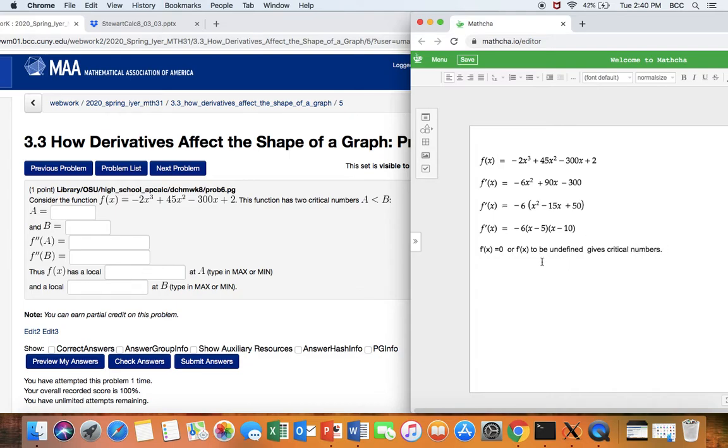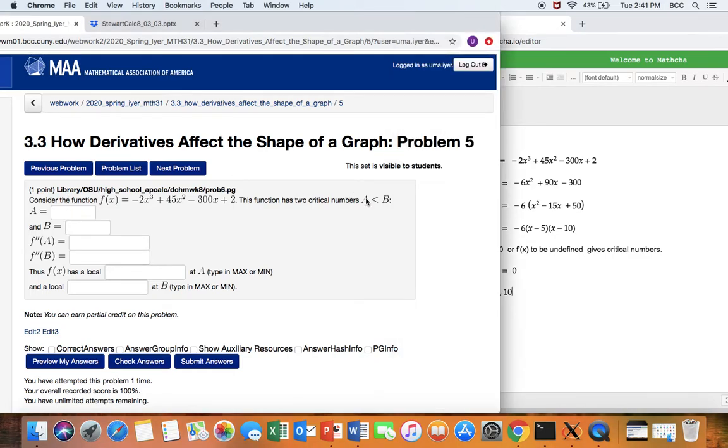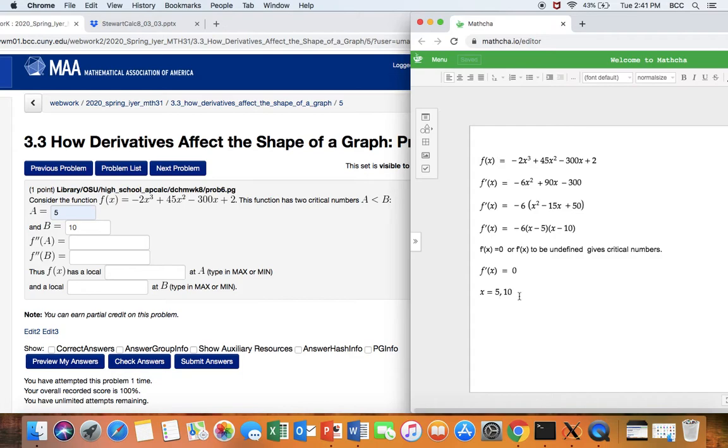One is easy, to be undefined. Look, you have no denominator, no square root, and there are no problems. So f prime is always defined. So this will not work. The only other option is f prime of x equals 0. Well, that tells you x equals 5 is a solution from here. x equals 10 is a solution from there. x equals 5 and 10 are your critical numbers. So write the smaller one first, 5 and 10. These are your two critical numbers.